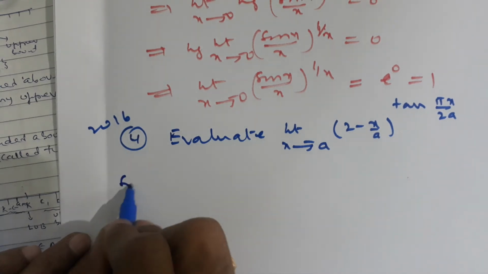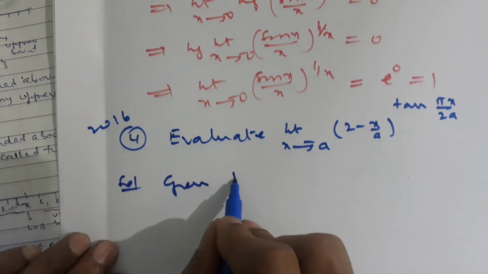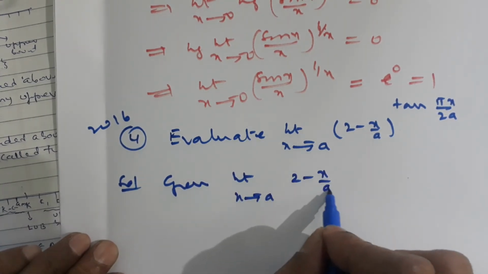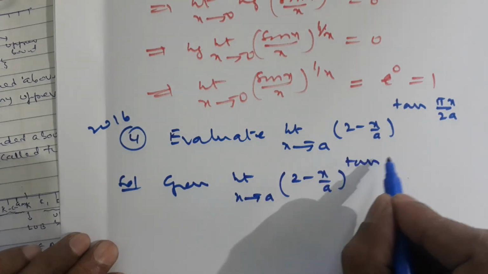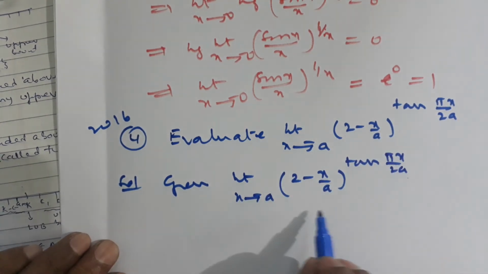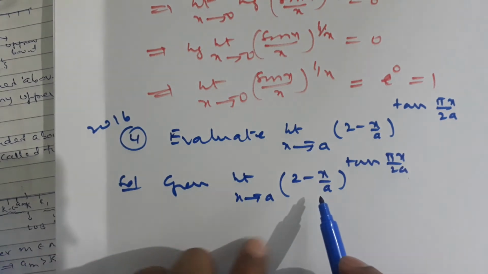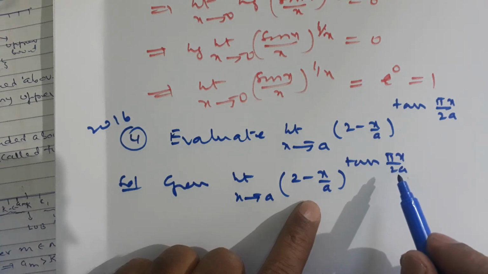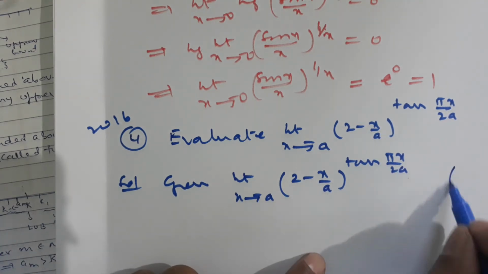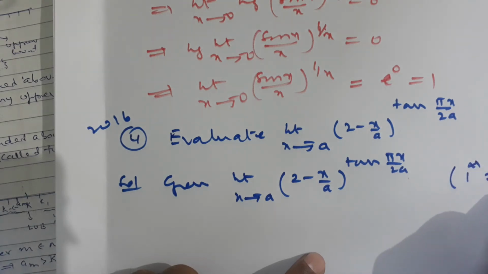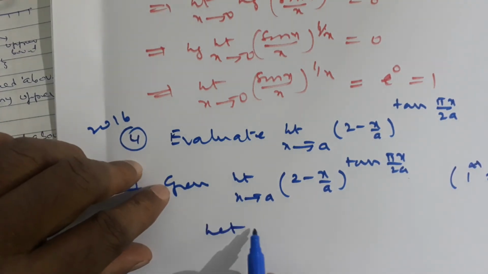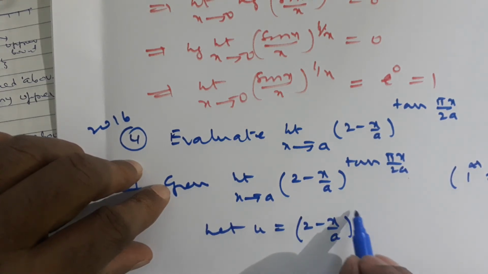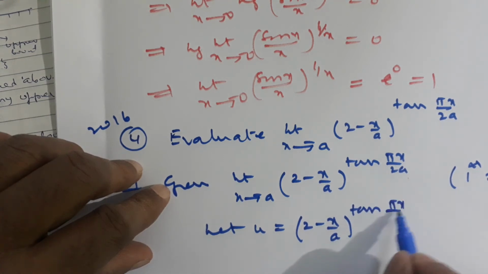Right. Solution. Given limit x tends to a of (2 minus x by a) whole to the power of tan pi x by 2a. So when x is equal to a, this is 1 to the power of, here x by a will be cancelled, tan pi by 2 is infinity. So it is of 1 to the power of infinity form. Let u is equal to (2 minus x by a) whole to the power of tan pi x by 2a.